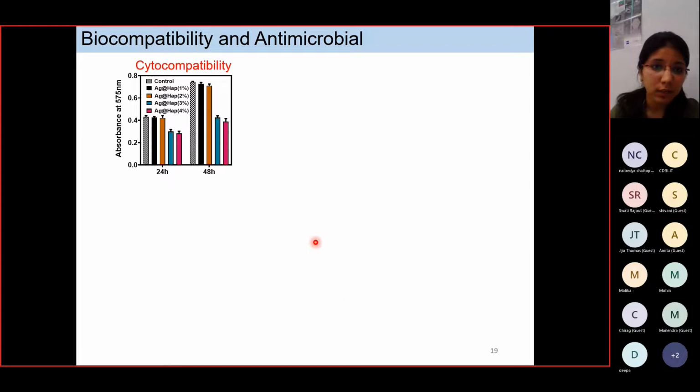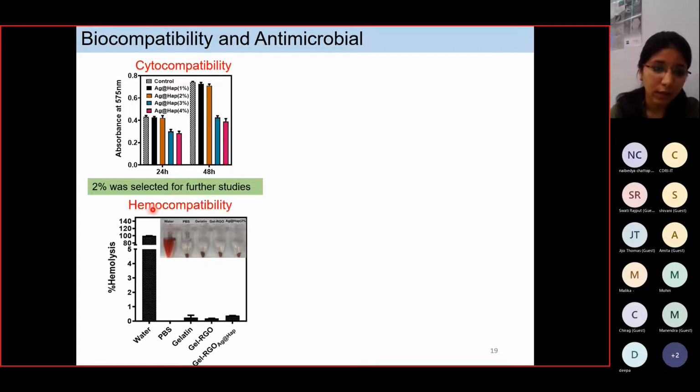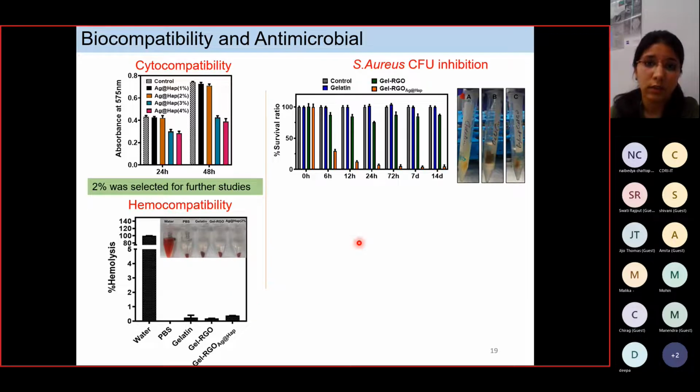Our second study was the cytocompatibility, because higher doses of silver can be toxic. We had to see what concentration to use further. Using basic cytocompatibility studies on L929 cells, we saw that 2% was not showing much decrease in viability after 48 hours, whereas 3 and 4% were highly decreasing the viability of cells. So we chose the 2% for the further studies. We carried out the hemocompatibility studies of these cryogels, and we saw that our gelatin and the other cryogels were not toxic to the RBCs.